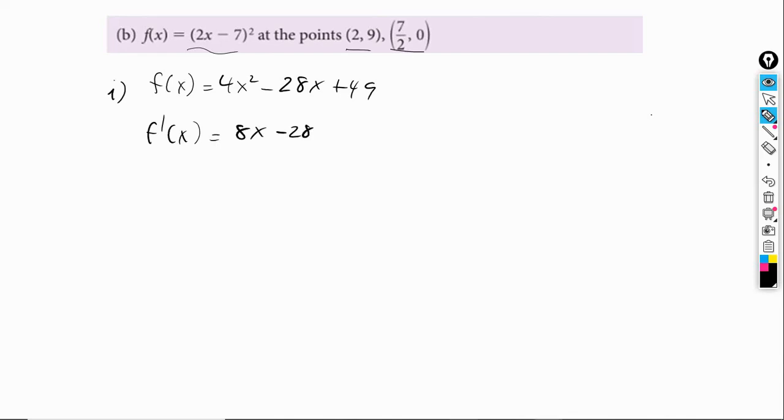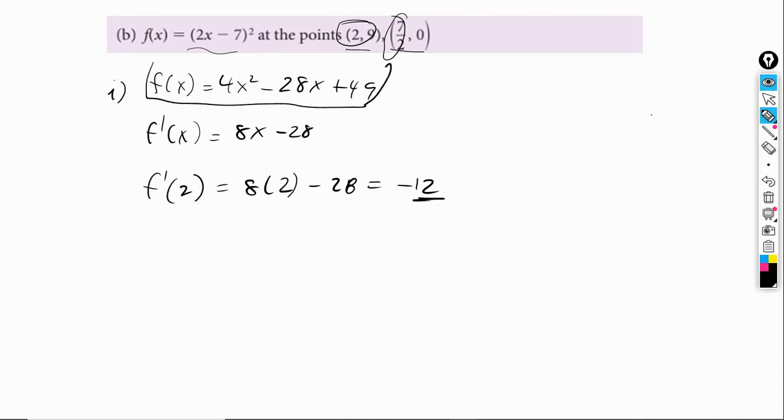All right, so once we have this, we can test what the gradients will be at these 2 points, at x equals 2 and at x equals 7/2. So let's test the gradient of f of x at x equals 2. That's going to be 8 times 2 minus 28. This gives us negative 12. Therefore, the gradient at x equals 2 for this function should be negative 12. That's the gradient of the tangent at that point.